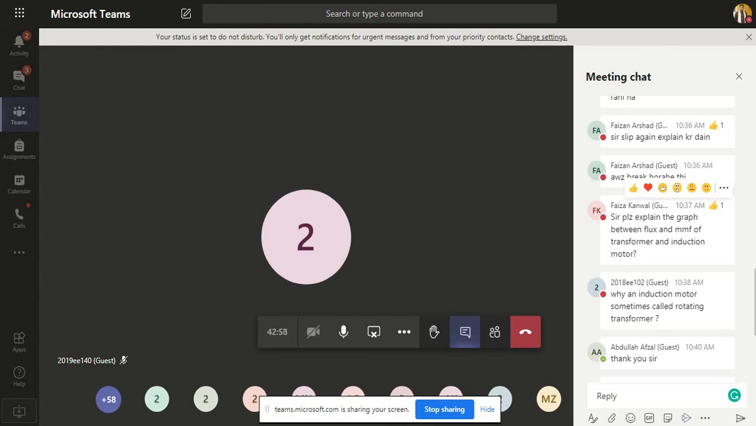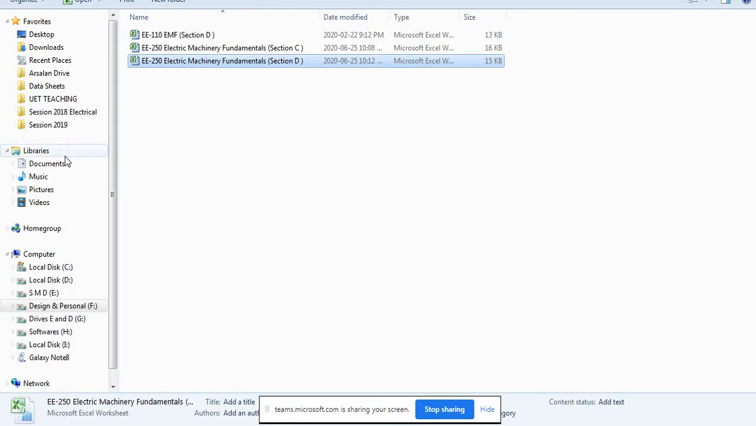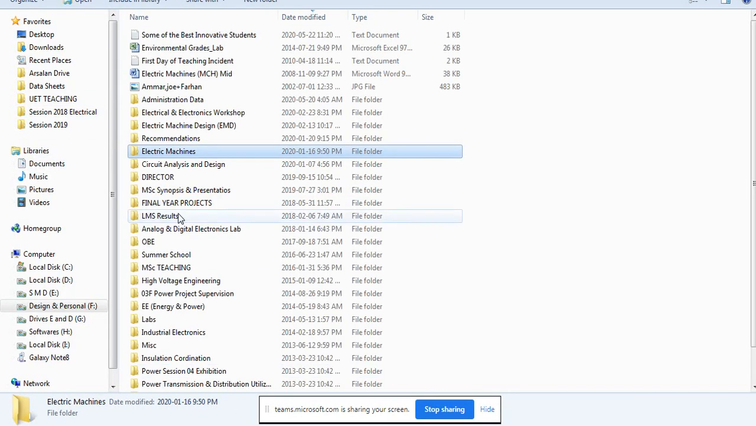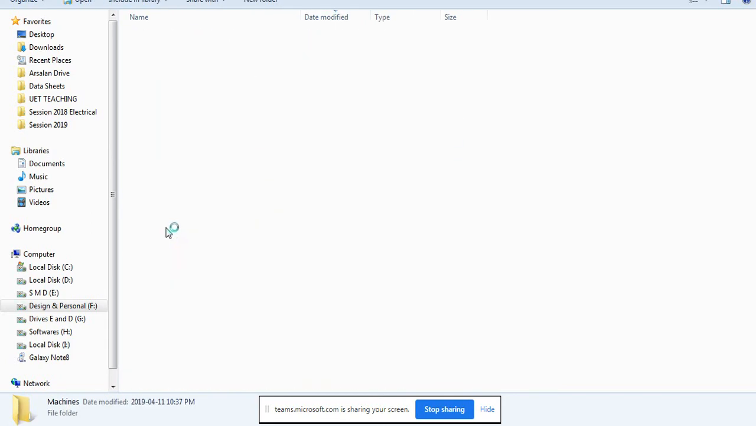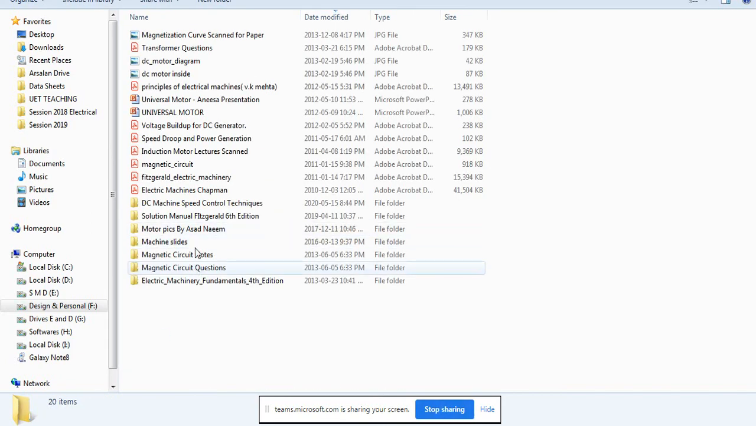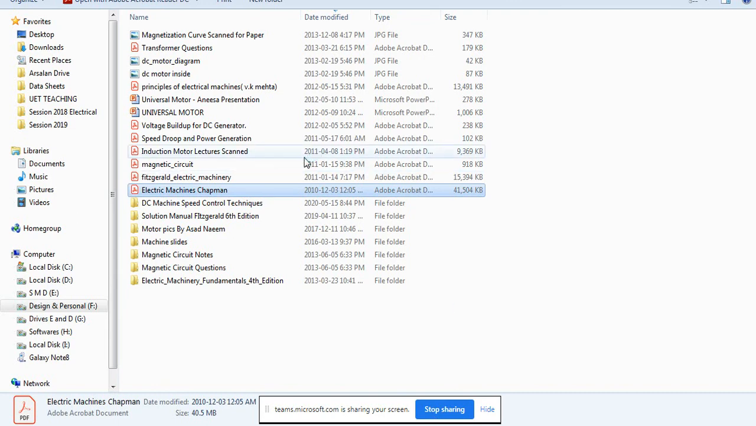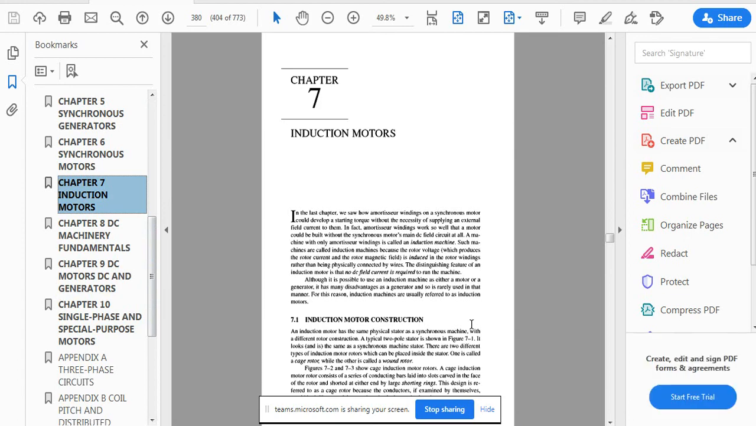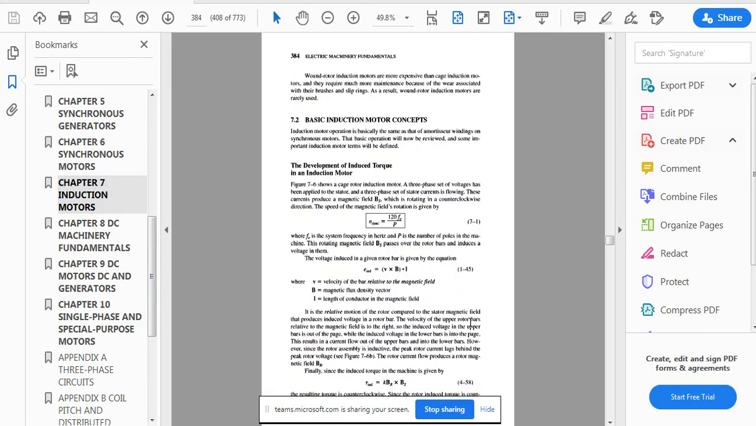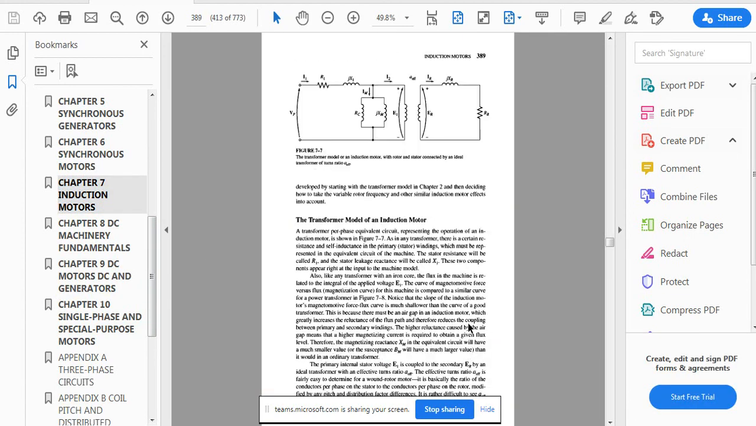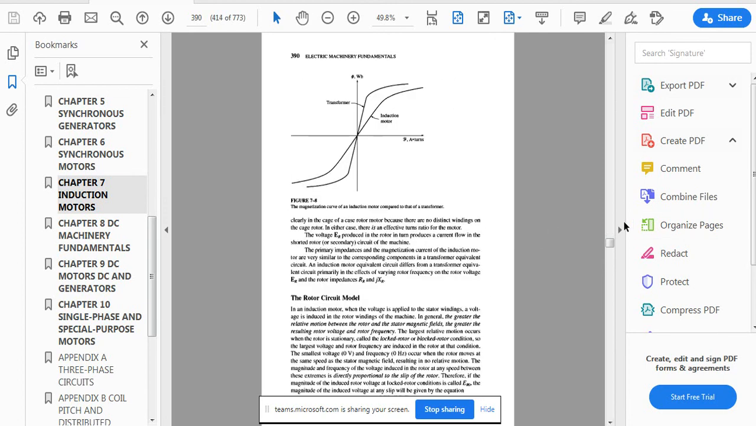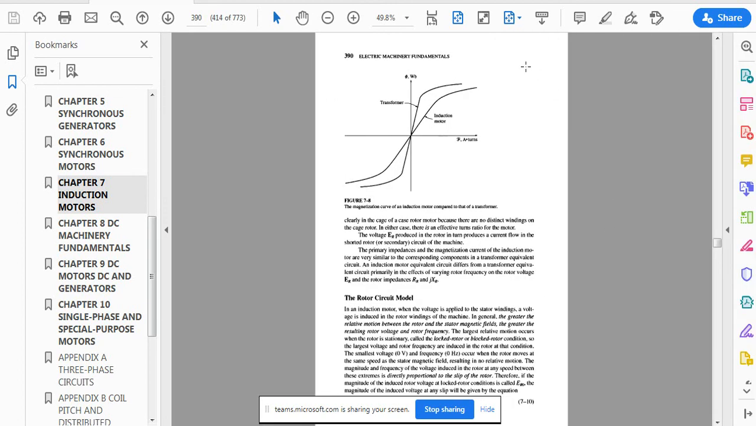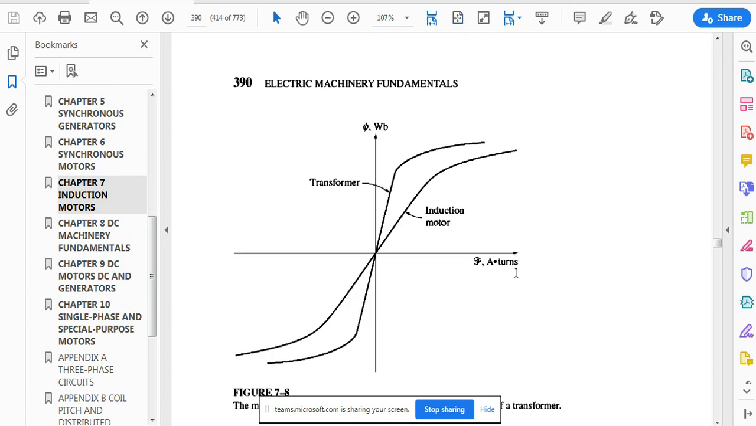Okay, very good. Let me just open the... This is a very good question. I will have to open my book. This is a very important thing. Okay, I have the Chapman here. The reason behind why you are having this flux change. Yes, this one. Okay, now I hope everyone can see this.